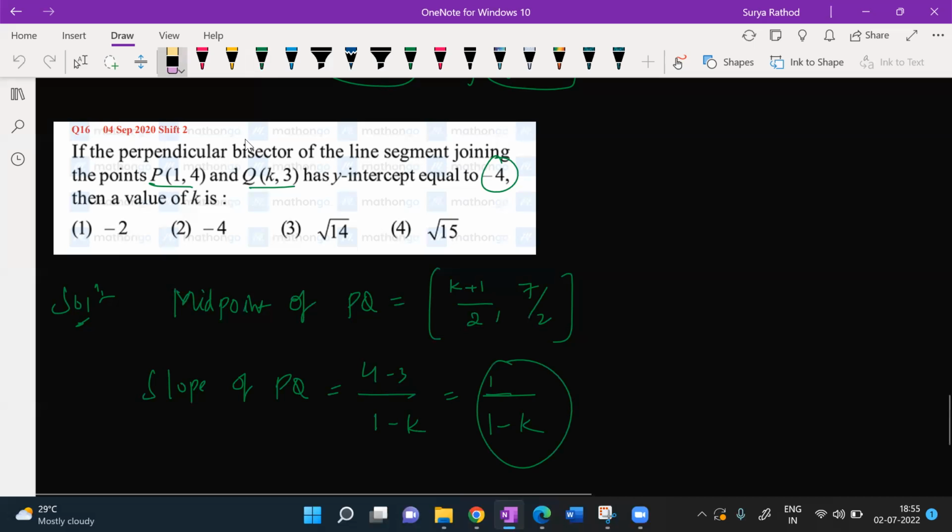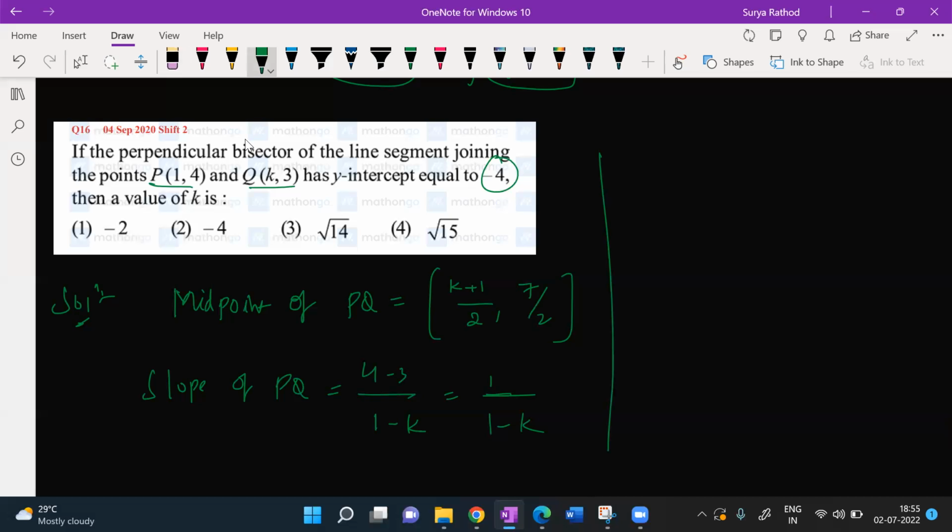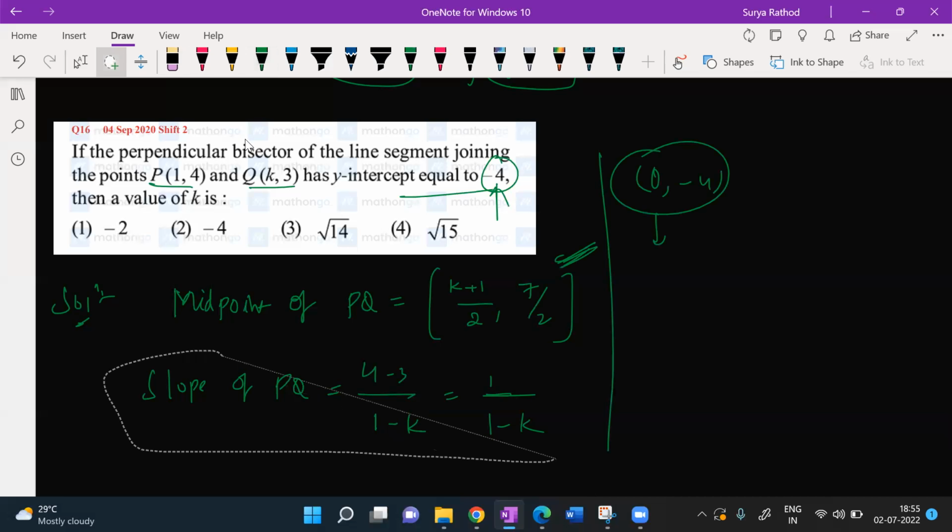Actually, one thing we can observe. See, what is the slope of the perpendicular passing through the point? Look at this here, let me write. Slope of the perpendicular passing through this point, at the same time 0 comma minus 4. Why 0 comma minus 4? The y-intercept is given as minus 4, so x will be 0, right? So what is the slope of this? Let me talk about this slope somewhat later.